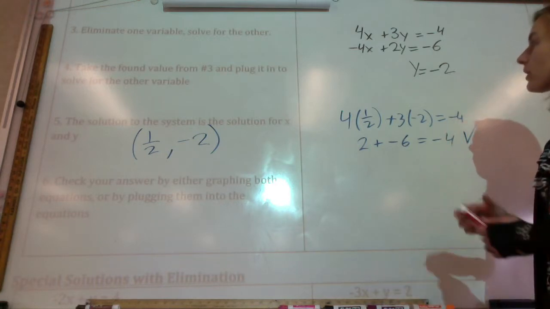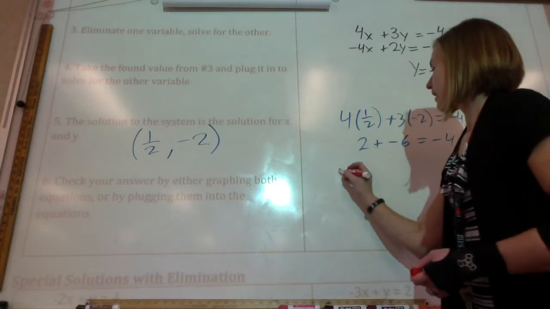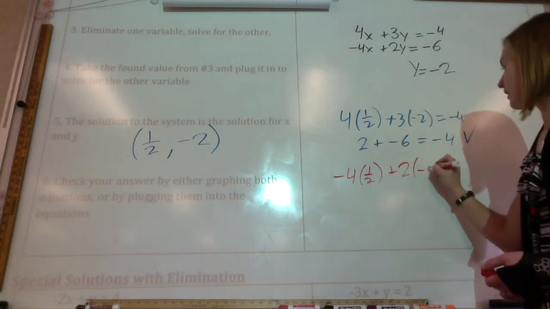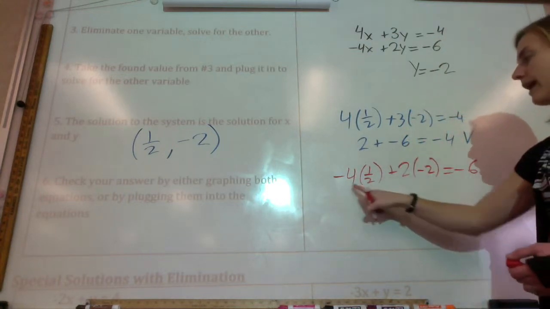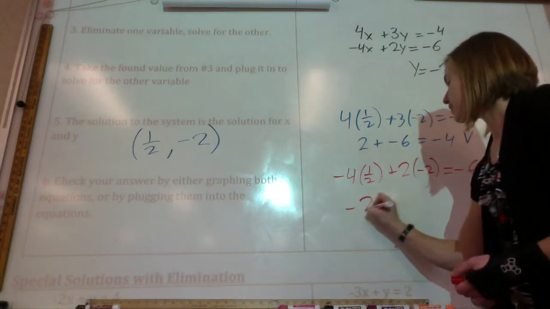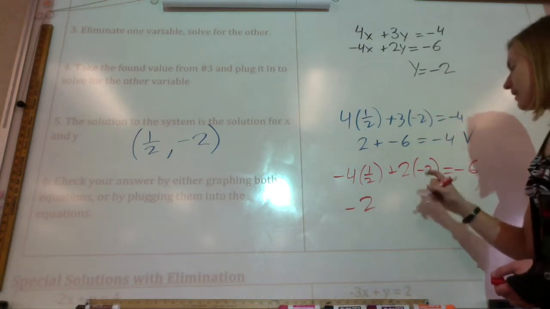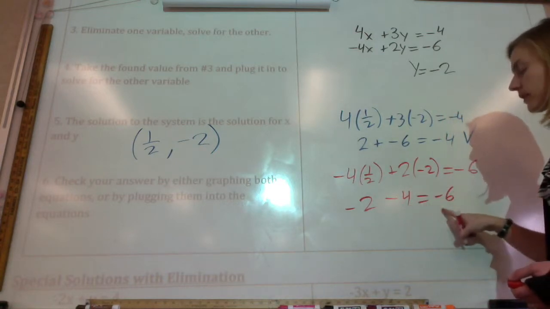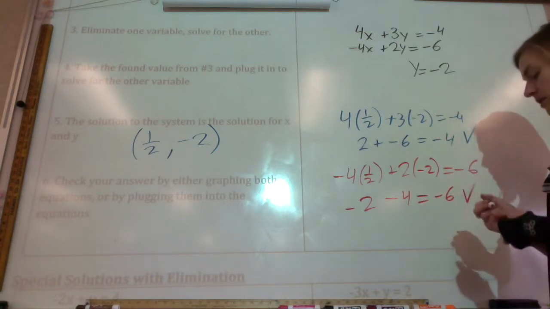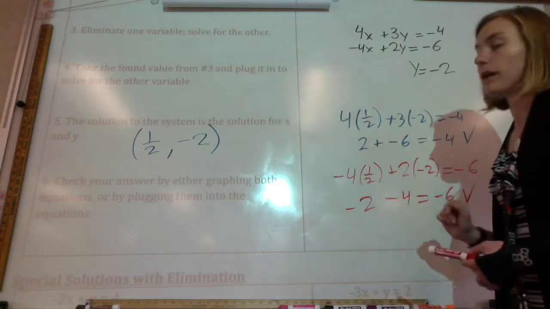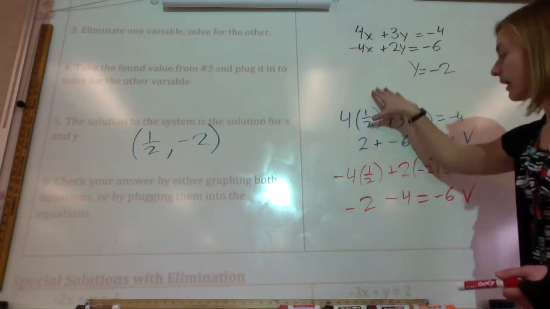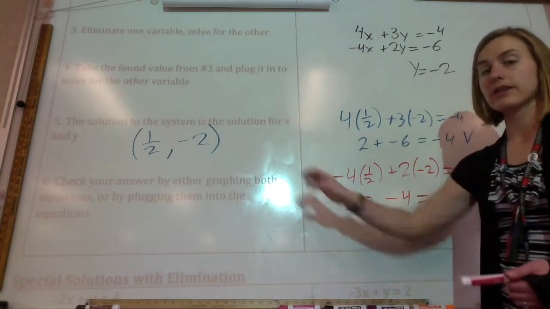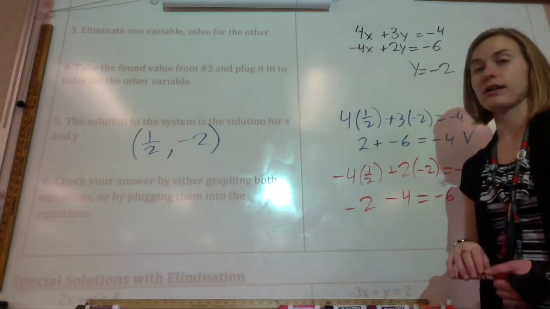Let's check the second equation. So wherever there's an x, I put in a half. Then wherever there's a y, I put in a negative 2. 1/2 of negative 4 is negative 2. 2 times a negative 2 is a negative 4. And does negative 2 minus 4 give us negative 6? Yes, it does. So we just check that our answer really is 1/2, negative 2. And if you don't like checking it this way, you of course could always graph both of these equations and make sure that that is where those lines cross.